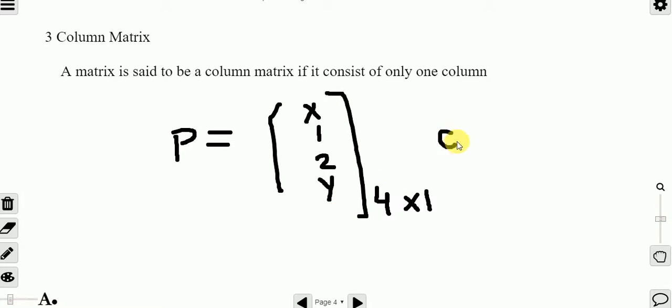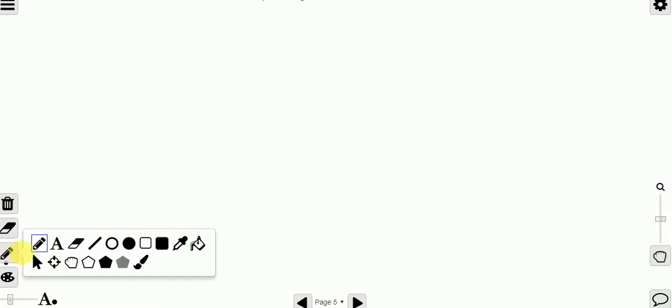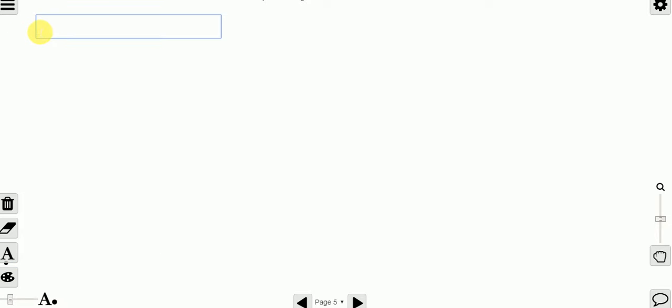Let us check one more example. Q is equal to 1, 1, 1, 1. How many rows again? 4. And how many columns? 1. So this is one more column matrix. This is our third type of matrix we have read. Let's move to the fourth type. The fourth is the square matrix.